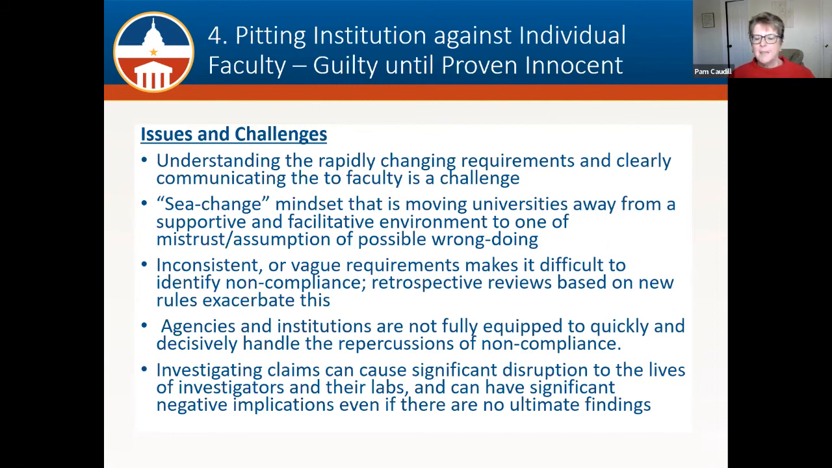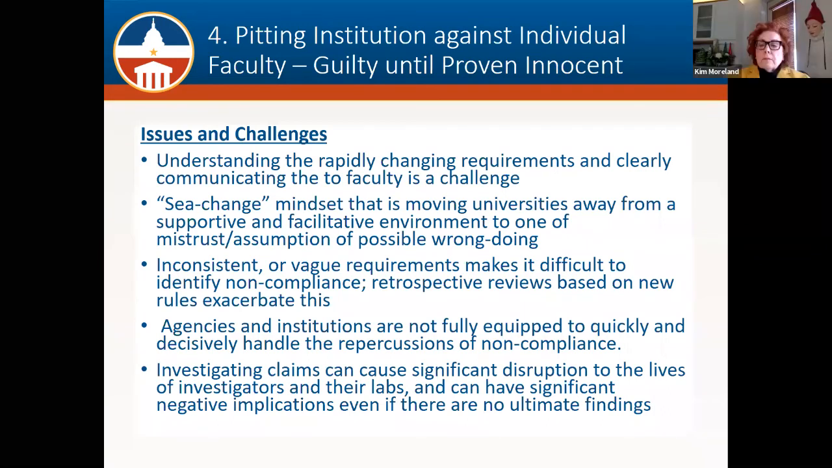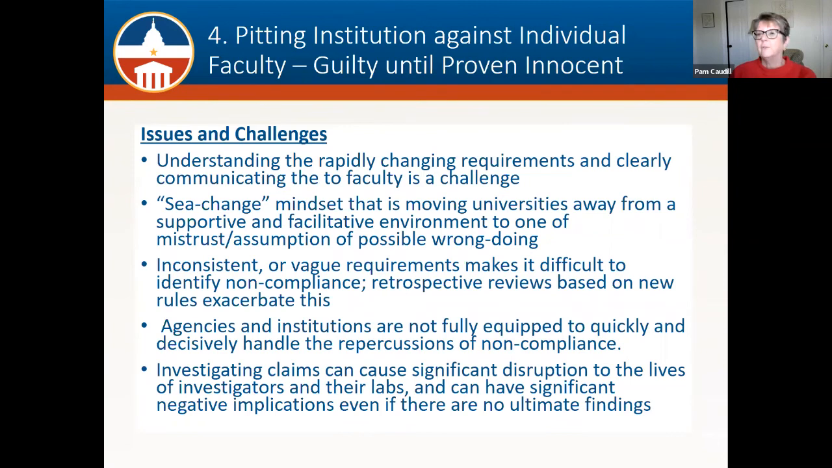And the last bullet here, about investigating claims, absolutely causes disruption to the lives of the investigators and their labs and their science. And we're not finding a way to do this quickly and nimbly. Some things have just lingered for way too long for all of us. So those were the areas where we really had issues and challenges in trying to support our faculty. I think we can go to the next slide.